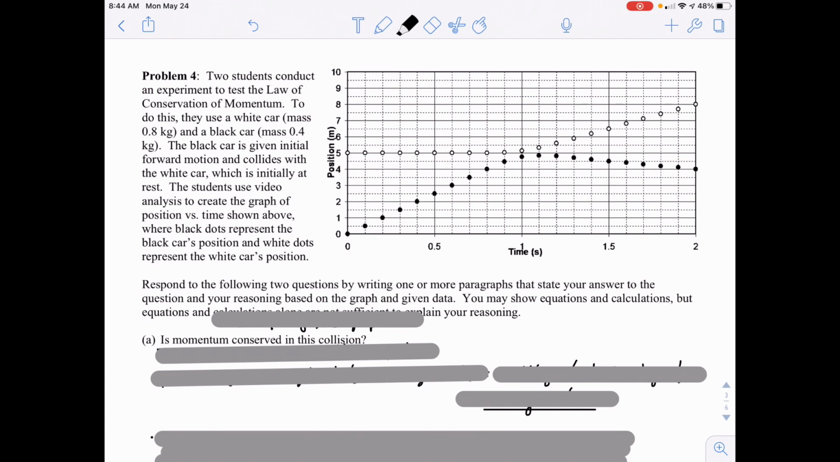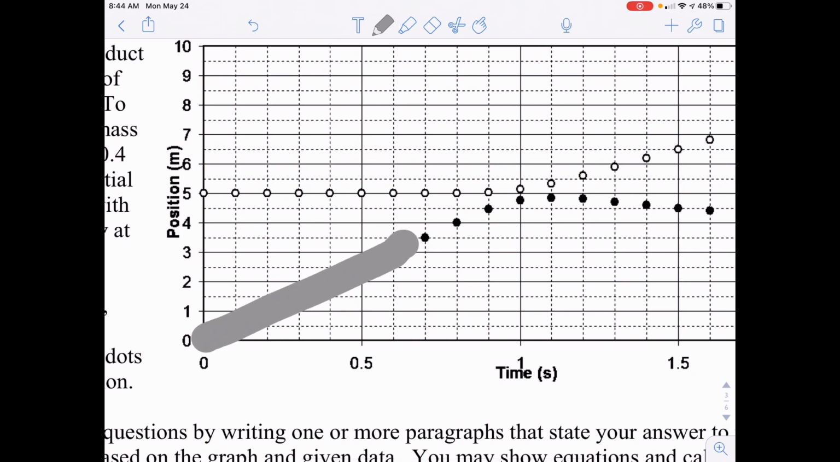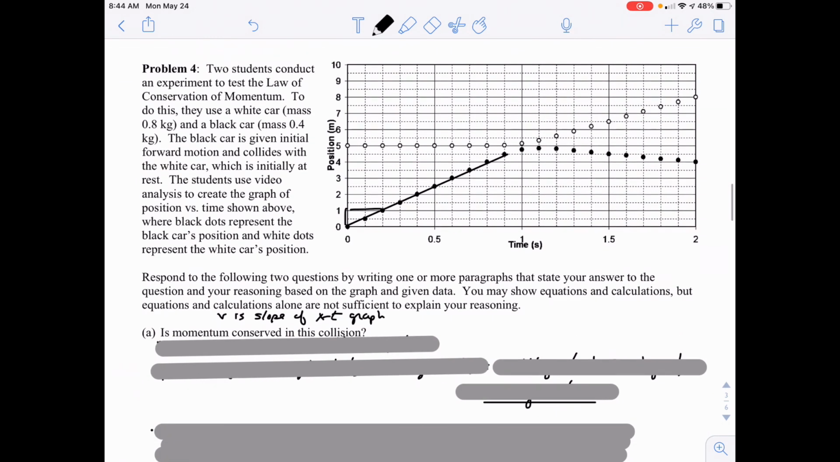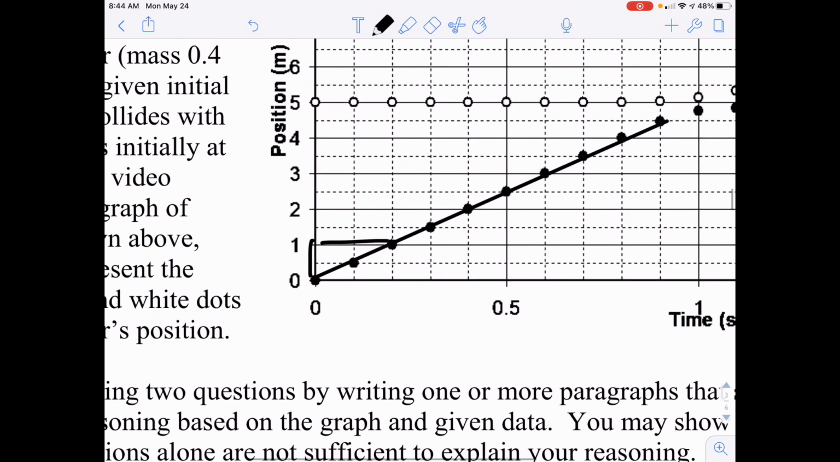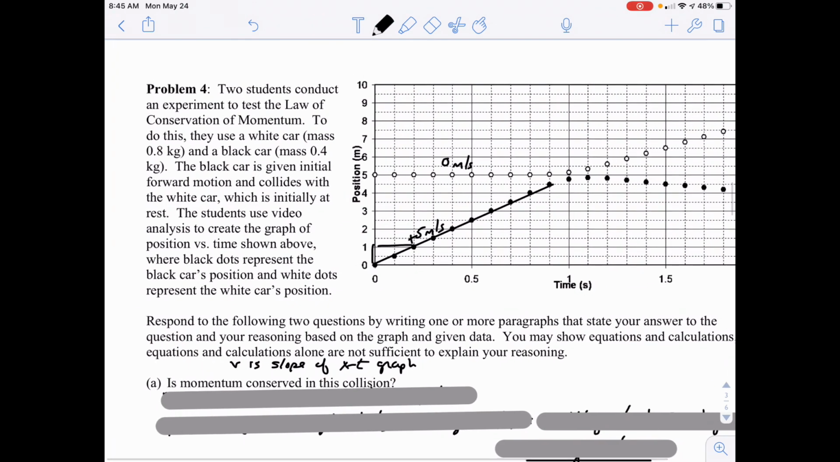Is momentum conserved? Well, in order to figure this out, we have to find momentum before and after collision. If you remember, momentum is mass times velocity. So mass is given. Velocity is the slope of the position-time graph. So before collision, we can find the slope. Let's see, 1 meter in 0.2 seconds is the same as 10 meters in 2 seconds, which would be 5 meters per second. You can see the white car is going 0 meters per second.